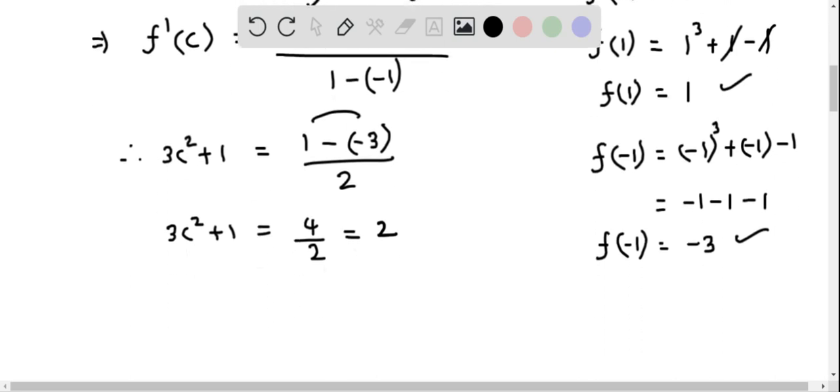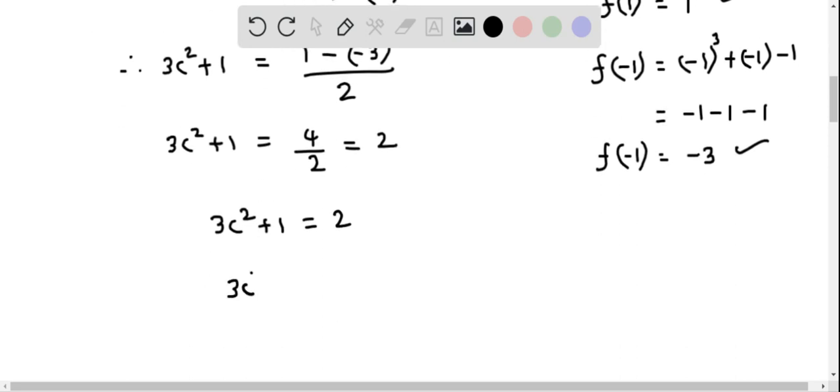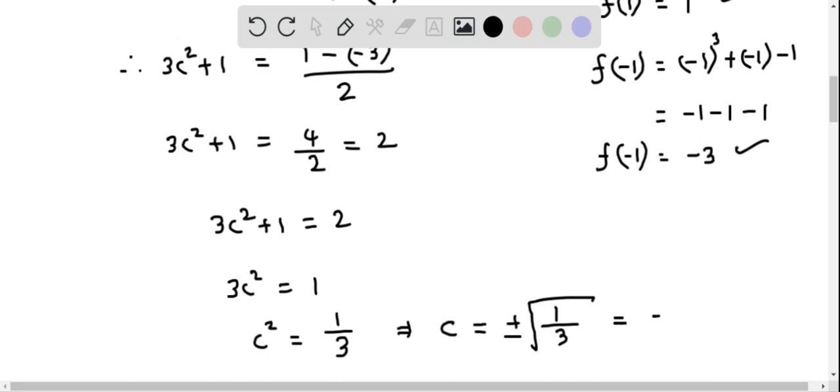So we have the equation 3c squared plus 1 equals 2, and when we subtract 1 on both sides, we get 3c squared equals 1. So we solve for c squared first by dividing both sides by 3. So we get c squared equals 1 by 3. We then take a square root to determine the value of c. So when we do that, we get c equals plus or minus the square root of 1/3, or else we can write this as plus or minus 1 over square root of 3.